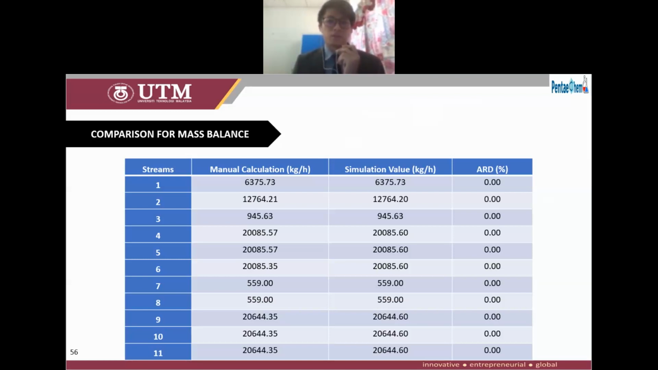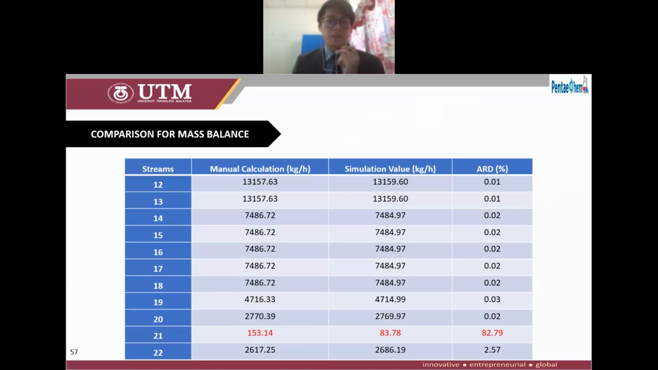Based on the literature review, only water with solid pentaerythritol are separated from the solution. But in Aspen, other than water, some amount of solid sodium formate and pentaerythritol solution are separated together too. For energy balance, actually energy balance is same as mass balance. Only stream 21 has error more than 50% due to the huge difference between the manual mass balance and simulated mass balance. Because the error is around 83%, this is the main cause for the huge error of energy balance in stream 21.